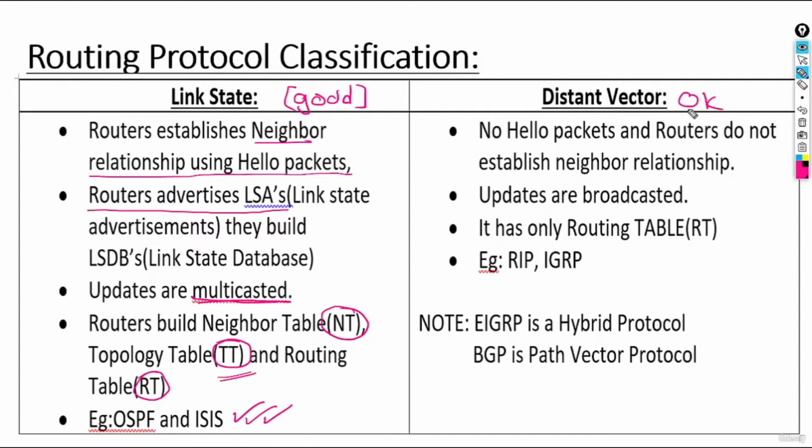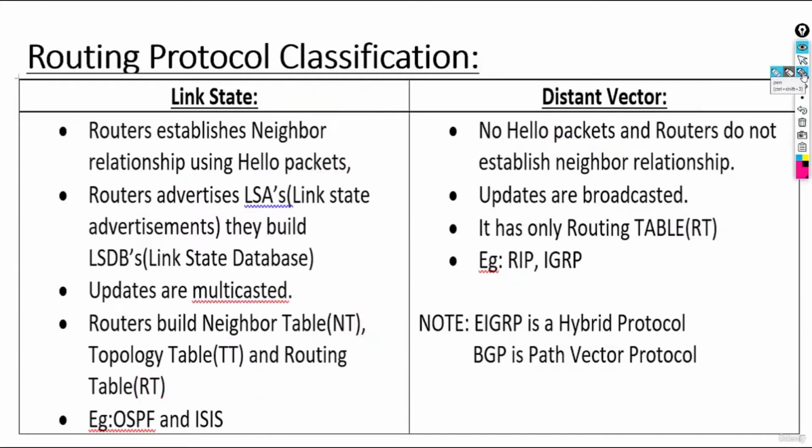Now why are they okay protocols, why are they not good protocols? Because there is no hello packet and there is no neighbor relationship. Updates are broadcast, unlike here where they are multicast, and there is only one table called the routing table. The okay protocols are RIP and EIGRP. EIGRP is special because it is a kind of combined protocol, called a hybrid protocol. BGP is a totally different game. It is called a path vector protocol. So in CCNP, you'll be studying EIGRP and BGP more. Okay guys, you have to know this classification. Let's go to the next slide and look into the other type of classification.